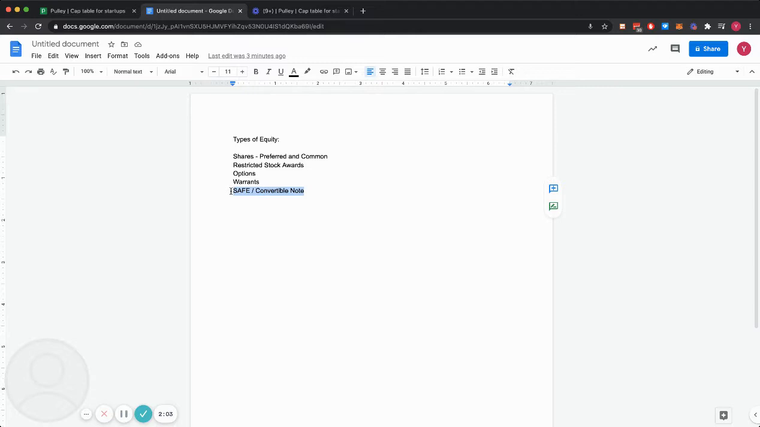And the reason that you would do a SAFE and convertible note versus just selling shares directly is that it's faster. These are a standardized set of documents that you can issue when you're raising just a small amount of money in order to quickly fundraise.